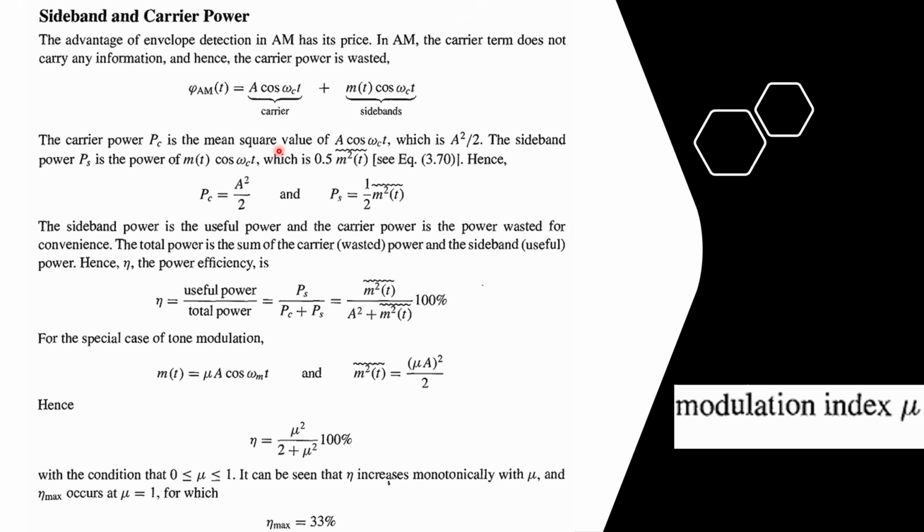So here are some more details. A cos omega ct, this is your carrier. m(t) cos omega ct contains the sideband. The power belonging to the carrier is A square by 2, and the power belonging to the sidebands is half of m square by 2. Now you can find the useful power or the total power. Total power means the power contained by the carrier plus the power contained by the sidebands, and useful power means only the power contained by your sidebands, right? So you can calculate and get the value. So that is our question.